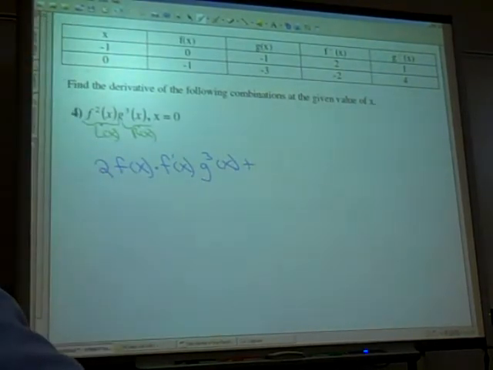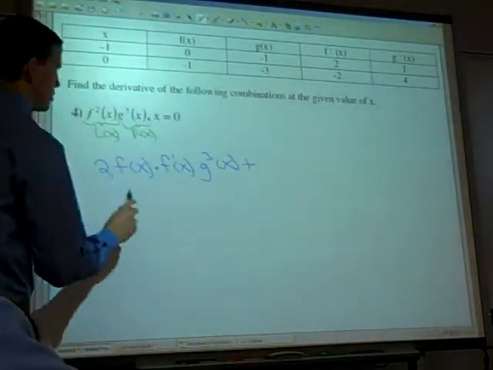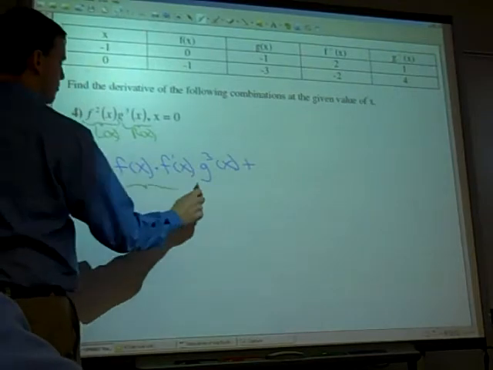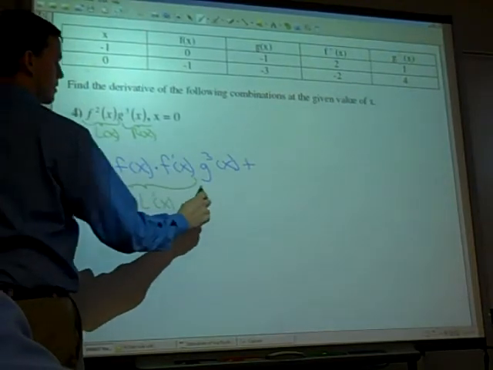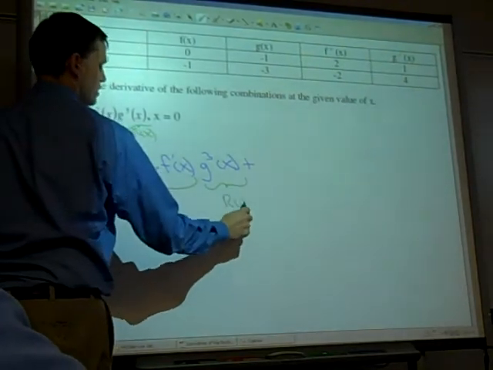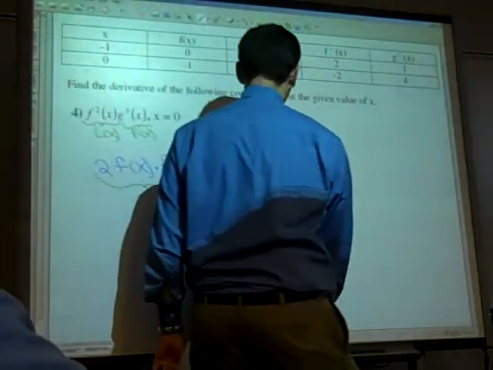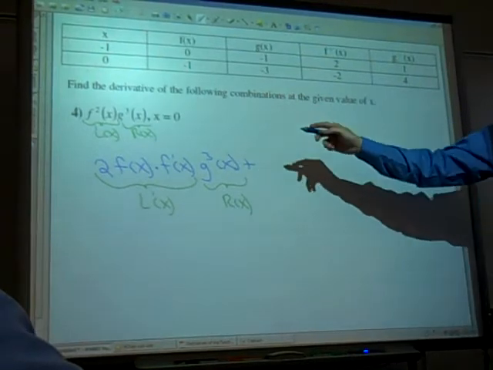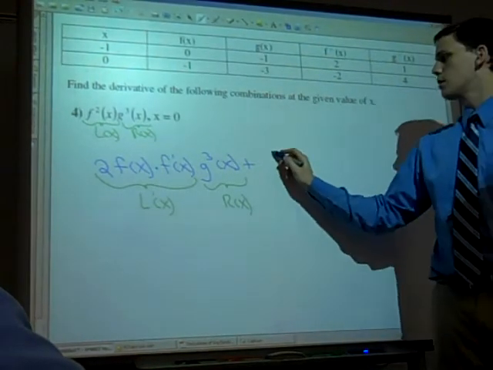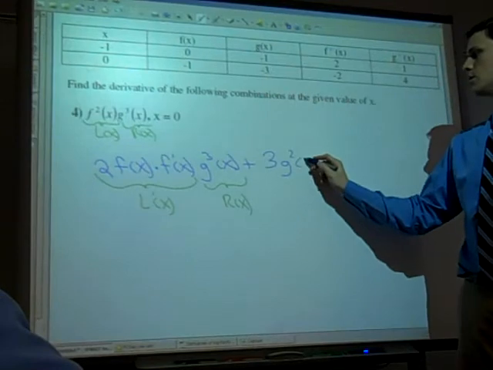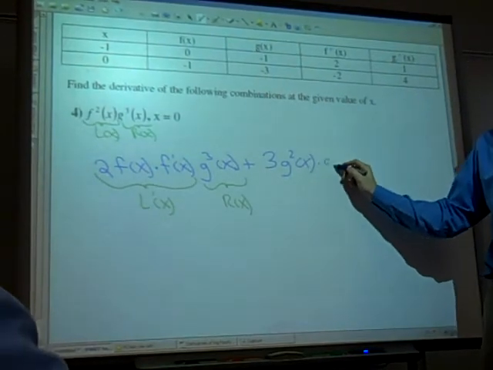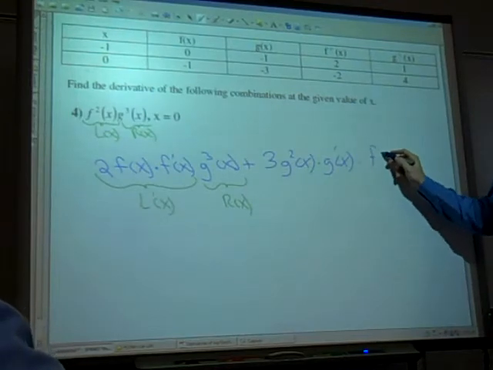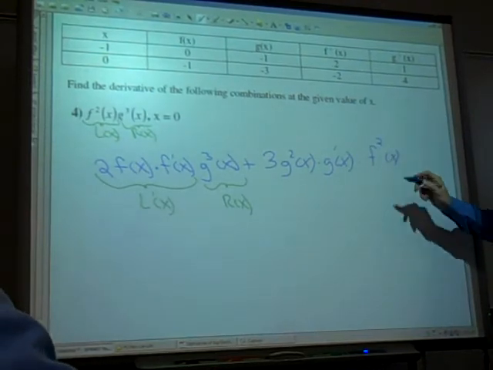So that's the first half of the product rule, where 2f(x) f prime of x, that's L prime of x. And this part is my R of x. Okay, plus the derivative of g cubed of x. So what's that going to give me? 3g squared of x times g prime of x times f squared of x.